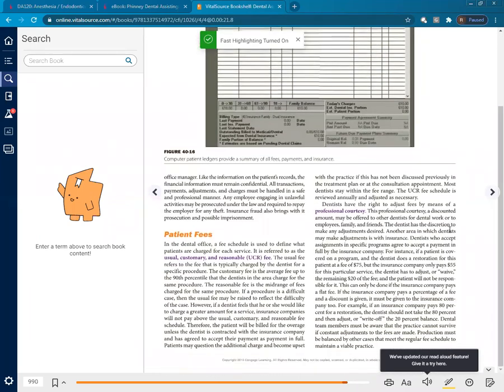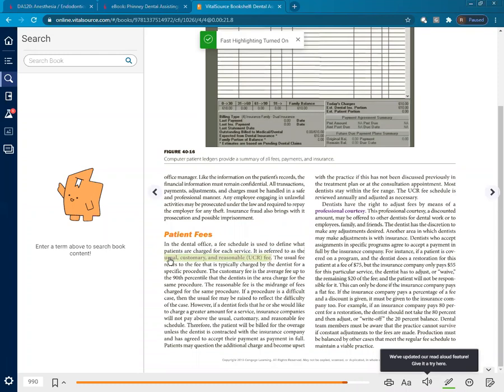Okay, so in the dental office, there's a fee schedule that is used to determine what the patients are charged. This is called the usual, customary, and reasonable fee. Need to make sure that we know that. I don't like that color. Let's do this. Make sure you're aware of that definition.